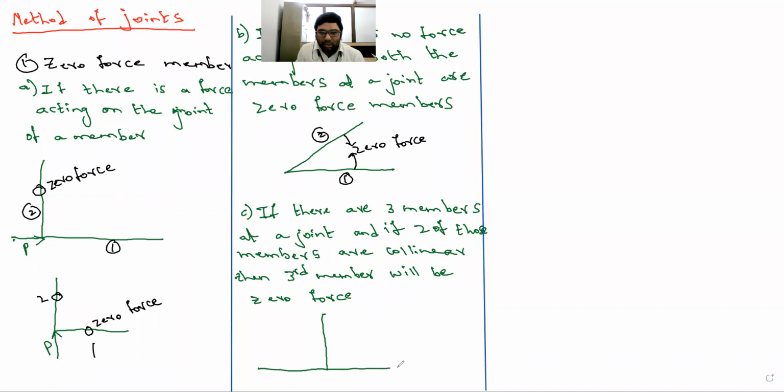This is a joint. So this is member one, member two, and member three. There is no force acting here. So now what do we say? 1 and 2 are collinear to each other, 1 and 2 are straight. So the third member will be zero force. So this will be a zero force member. Whenever we are trying to solve the problem, you have to remember this specific concept.